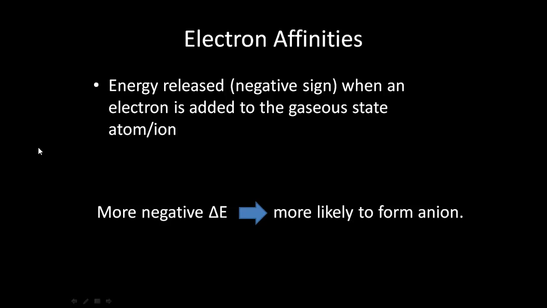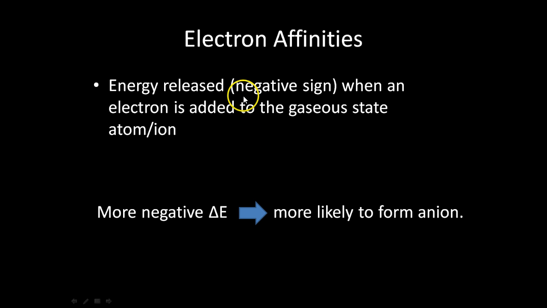So the last trend we're going to talk about for this chapter is that of electron affinity. We just got done talking about ionization energy, and the ionization energy was the energy required to remove electrons from a species. Electron affinity is kind of the flip side of that. It's the energy that is released when an electron is added to the gaseous state atom or ion.